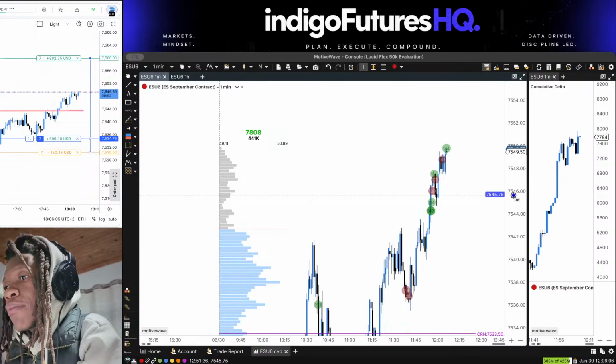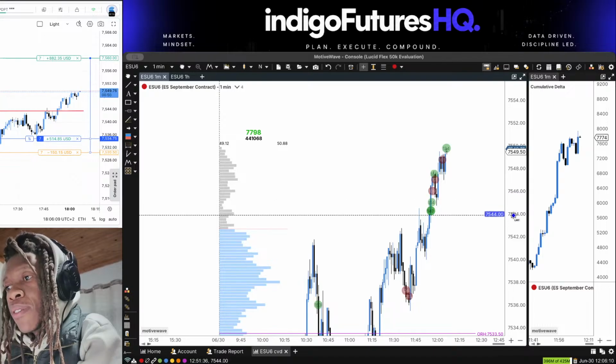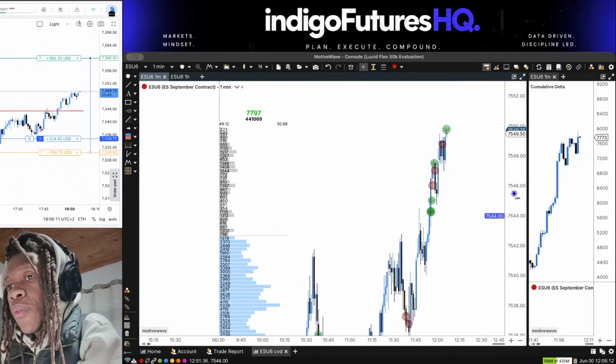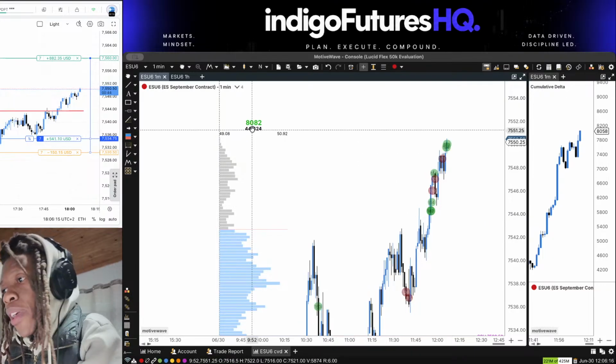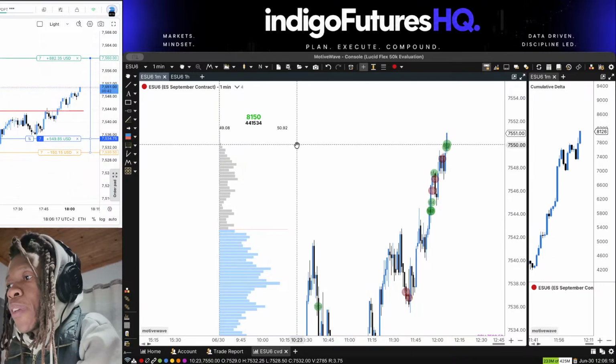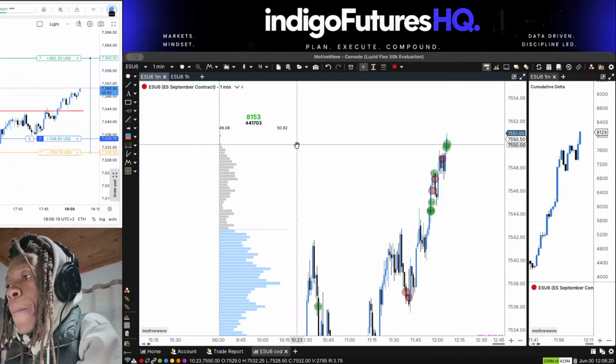549.75 again. Obviously some form of resistance at 550. If you think about it, that's a psychological level, right? But our delta is picking up, 8,000. There we go, 551. 8,100 on the delta.